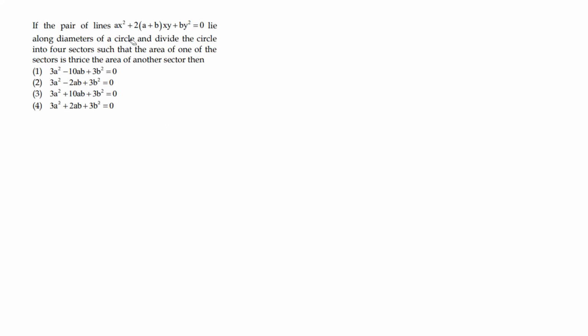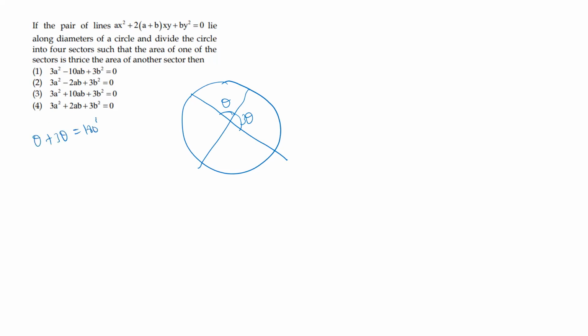Next, a pair of straight lines lie along the diameters of a circle. They divide the circle into 4 sectors such that the area of one of the sectors is twice the area of another sector. Here the pair of lines means the given equation represents two straight lines. These straight lines divide the circle into 4 sectors. Here one area is thrice the other, so when the angle at the center is theta, the other becomes 3 times, that is 3 theta. The whole angle is 180 degrees, so theta plus 3 theta is equal to 180 degrees.